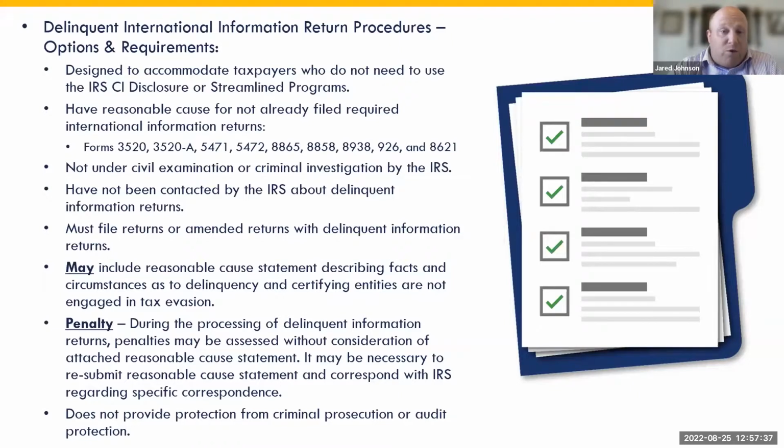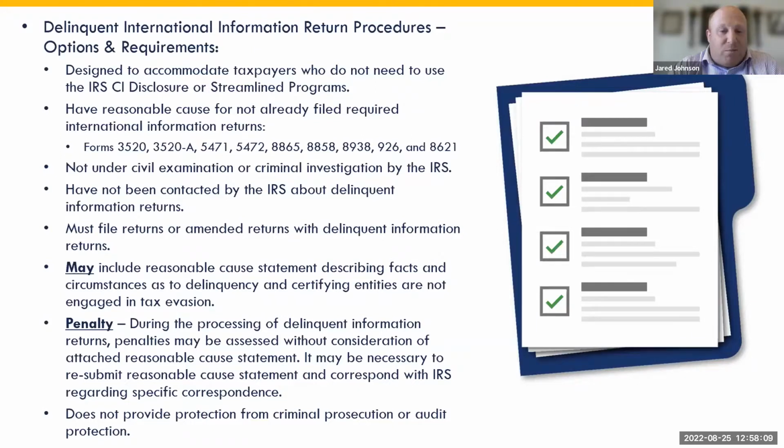So basically what you do under this program is you just file the delinquent return with the delinquent international forms, and you may submit with that submission a reasonable cause statement. The IRS doesn't really require you to attach it. A lot of times I think they may just disregard it. What we find is they'll sometimes come back and issue you a penalty on this.